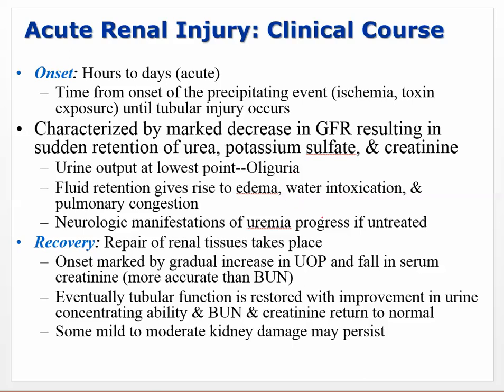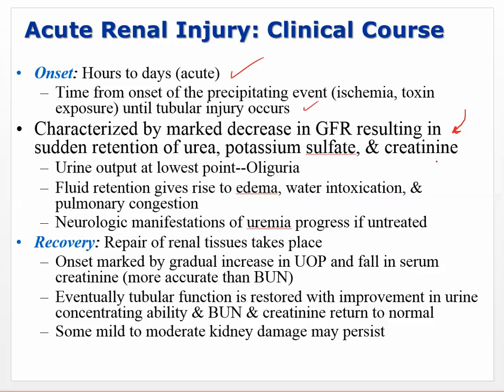Okay, so the clinical course of renal injury, onset, hours to days, which makes sense because it's acute. Time from onset of the precipitating event, ischemia, toxin, until tubular injury occurs. Okay, so that's your onset. You're going to see a marked decrease in GFR resulting in sudden retention of urea, potassium, sulfate, and creatinine. So your reduction in GFR is going to cause these things to become backed up and remain in the blood. Your urine output is going to be lower, so oliguria. Your fluid retention is going to cause edema, water intoxication, pulmonary congestion.